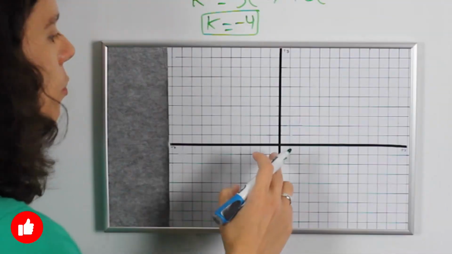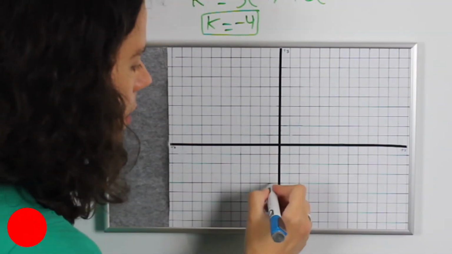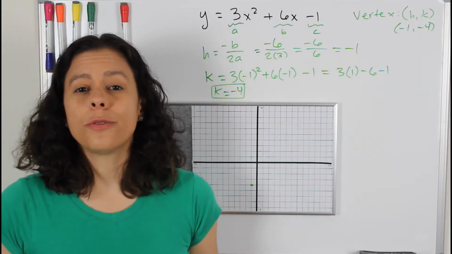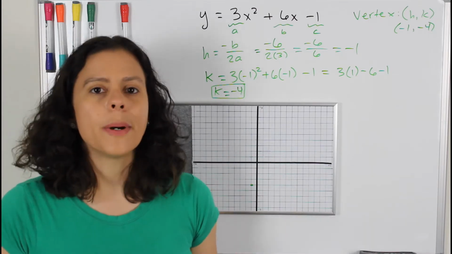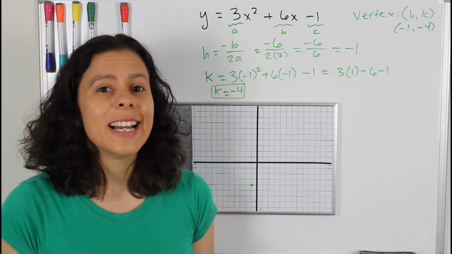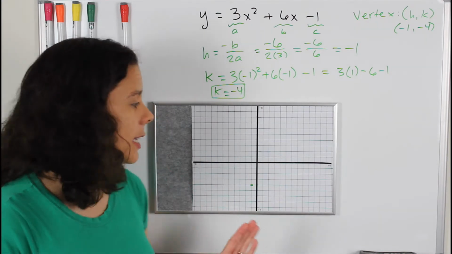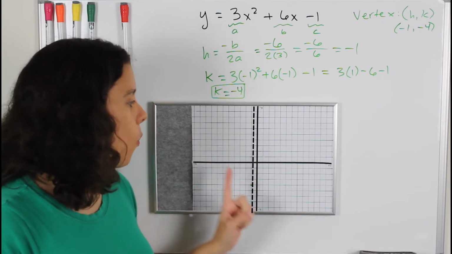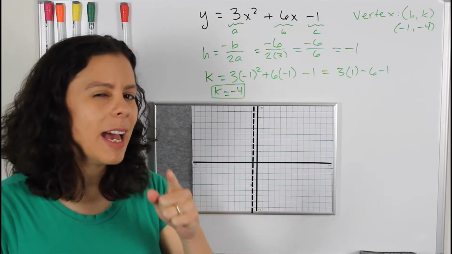Let's graph it. We go 1 to the left and 4 down from the origin. And that is going to be our vertex. Now, sometimes you could find the x-intercepts of the parabola and then just graph from there. But in this video, I am not going to be showing you that. I'm just going to use a super easy trick that I use to find points on each side of the vertex. Keep in mind that this vertex marks the axis of symmetry. So whatever we have on one side of the point, we're going to have on the other side of the point. Let's see what I'm talking about.